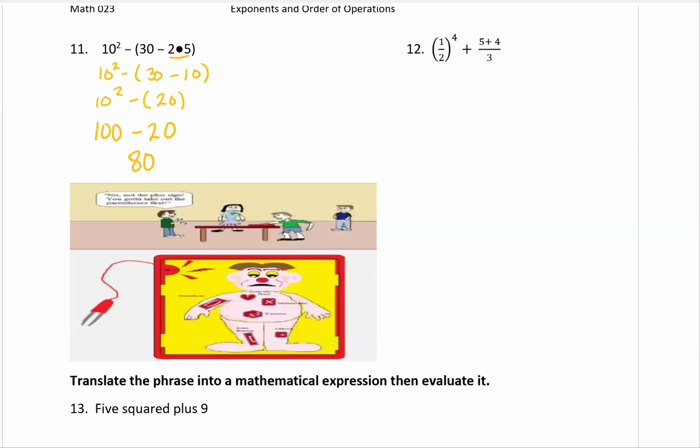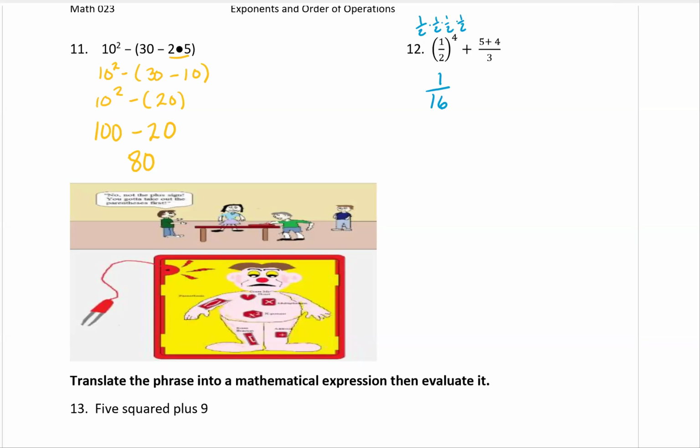Number 12, we have 1/2 to the 4th. So that's 1/2 times 1/2 times 1/2 times 1/2. Again, 2 times 2 is 4. 4 times 2 is 8. 8 times 2 is 16. So this is 1 over 16.